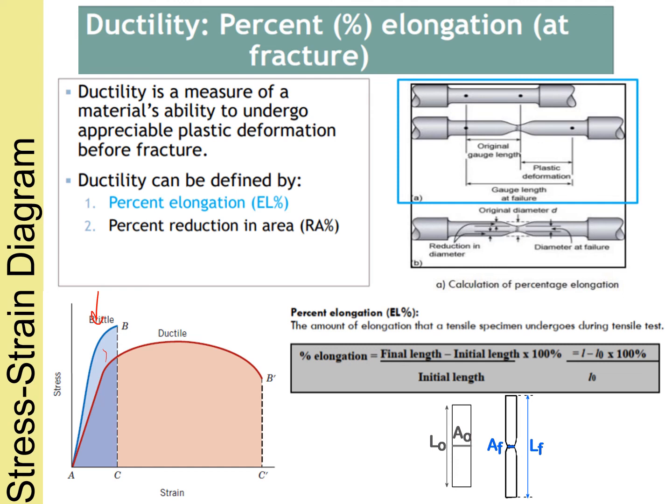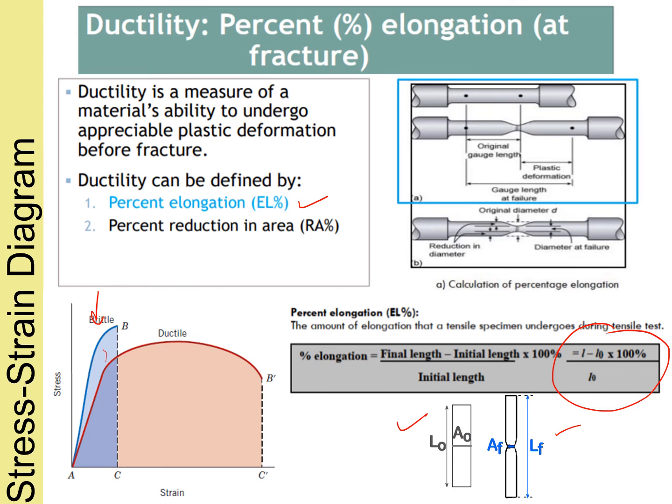So here, the definition of ductility is a measure of the material's ability to undergo appreciable plastic deformation before it is fractured. It can be defined by two methods. First, according to the percent elongation, denoted by EL percentage. It is related to the strain: the final length of the sample after the test and the original length L naught before the test. Then you will obtain your percent elongation.